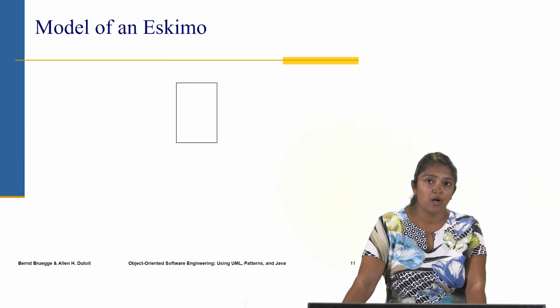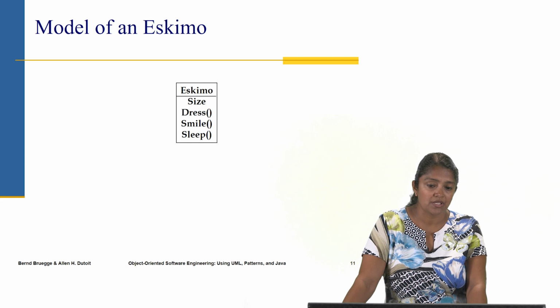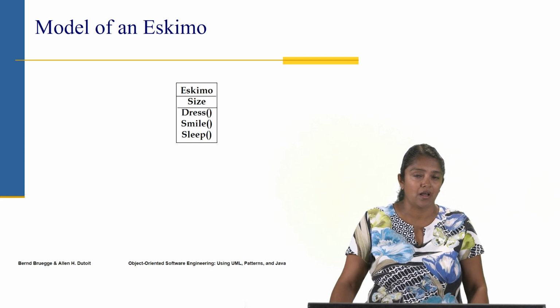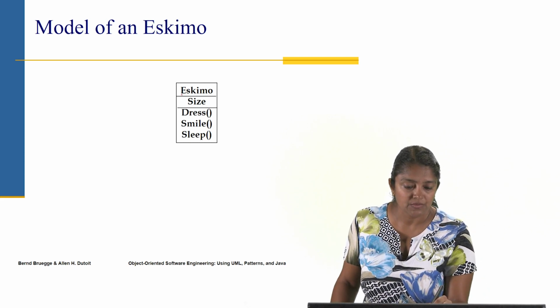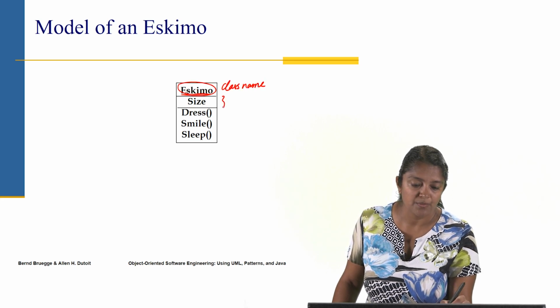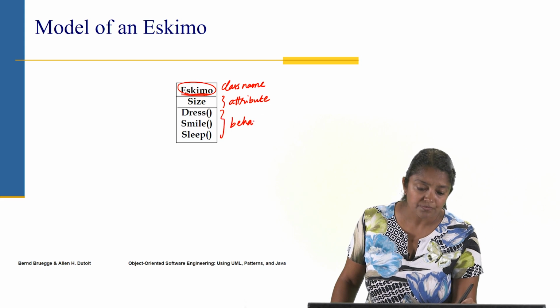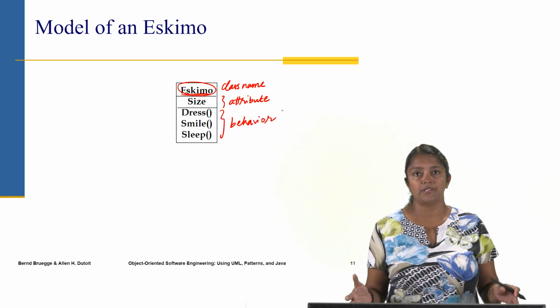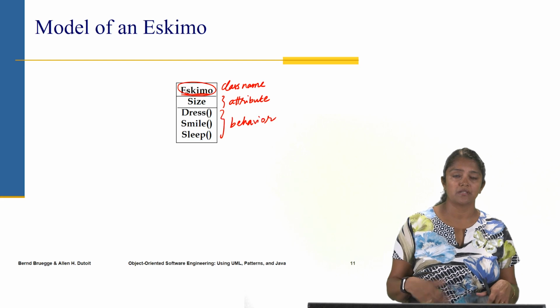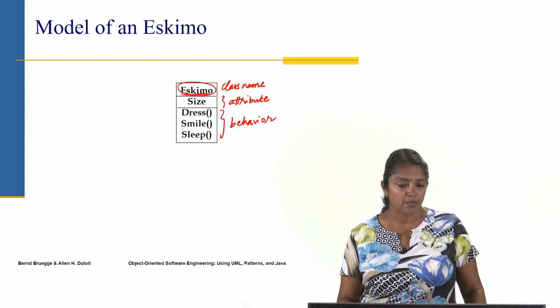So in this case now, if we want to model an Eskimo, then here's how our model would look. What I'm showing here is a class diagram. We are basically creating a class called Eskimo. That's our class name, and then this class has attribute size. So there is a size, and then here are our behaviors. The Eskimo can basically dress up, smile, and sleep. So those are the attributes and the behaviors or methods that we come up with.